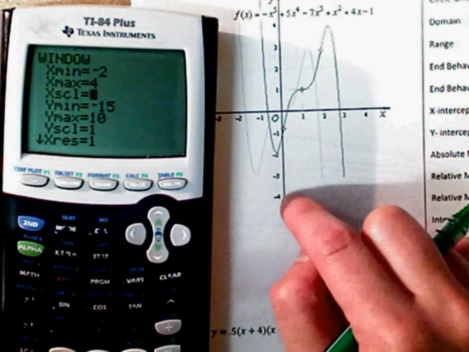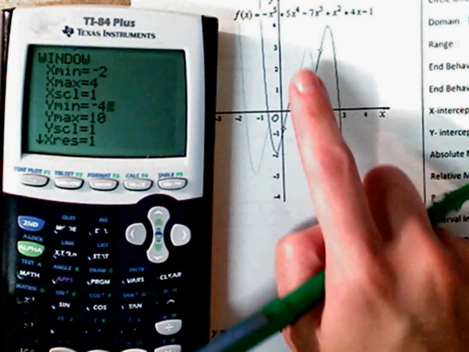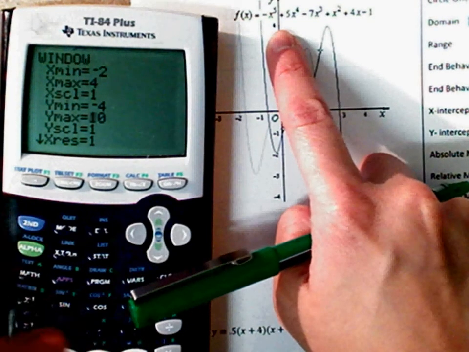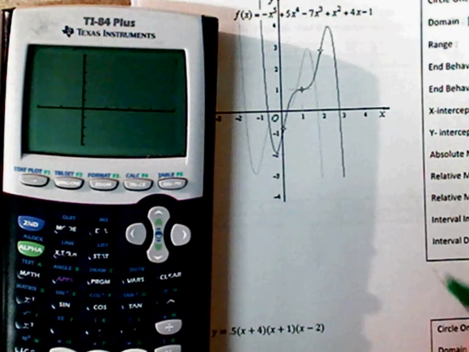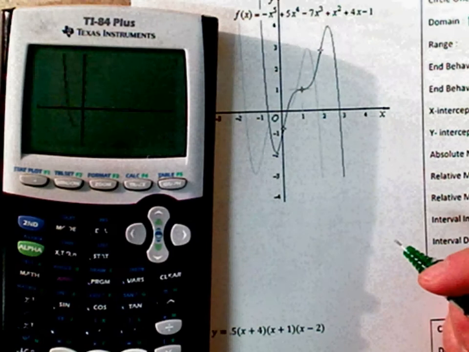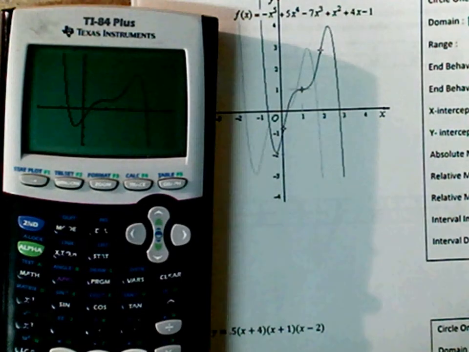Your y minimum, if you take a look, could be like negative 4. And your y max, you might want to go a little higher. You can do a 6. And my increment is still 1. This way I have a better picture of my graph and I can find a lot more stuff. Okay? So, first things first.